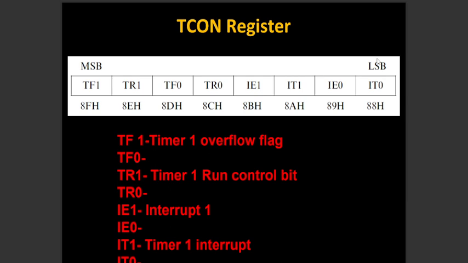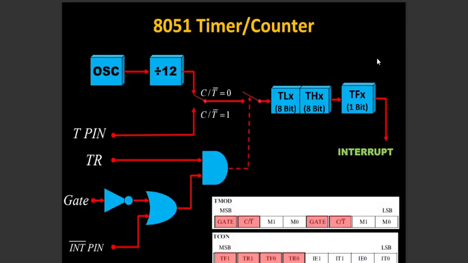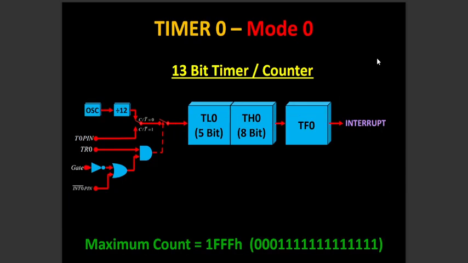The serial port is used for serial communications in mode 1 and mode 3. Timer 1 is used for generating the baud rate. So only timer 0 is available for timer or counter operations. Coming to the TMOD registers.